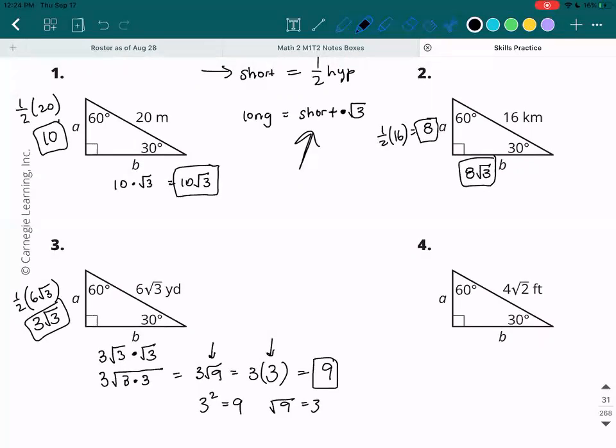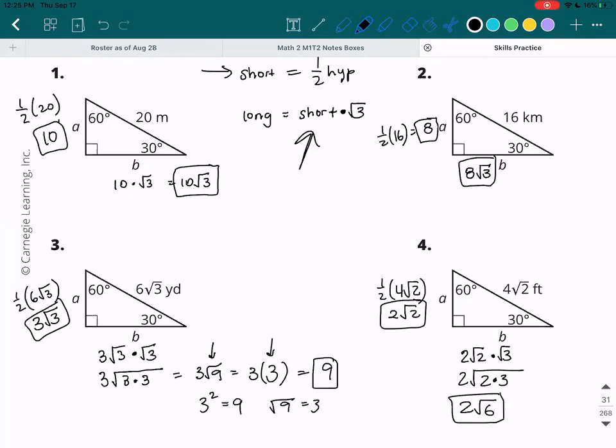Let's do number 4, our last one. Let's do our short leg first, so A. So half of the hypotenuse, 1/2 of the hypotenuse. So that simplifies to 2 radical 2. And then let's do our long leg, short leg times radical 3. So 2 radical 2 times radical 3. We have to simplify this, so this is 2 times radical of 2 times 3, which is 2 radical 6. And you can't simplify radical 6, so that's it, 2 radical 6.